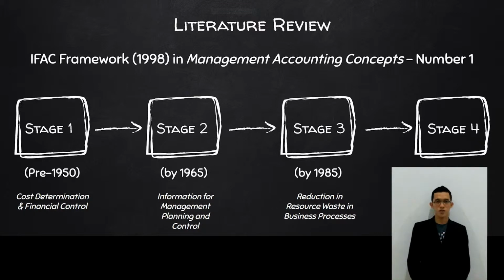And moving on to stage 2 by 1965. So they concentrate on information for management, planning, and control. So the line management also plays an important role. Going on to stage 3 by 1985 is the reduction in resource waste in business processes. So how management will reduce the unnecessary resources in the business process. And the last stage, stage 4, by 1999 until the present day, is creation of value through effective resource use. So management accounting could also help to create value, not just determining the cost. So we will use this reference in our later research.